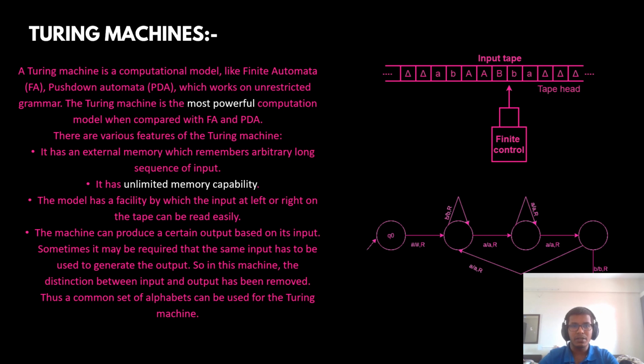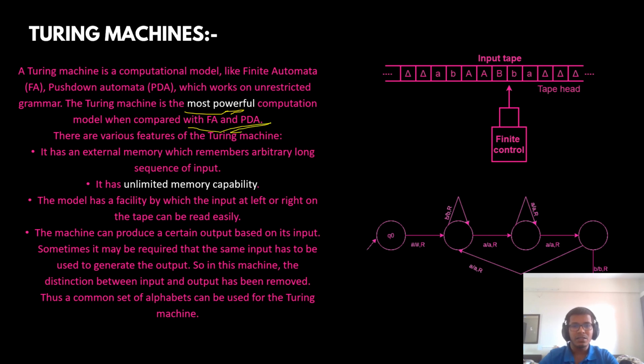Next comes up Turing machines. A Turing machine is a computational model like finite automata and push-down automata, which works on unrestricted grammar. The Turing machine is the most powerful computation model when compared with finite automata and push-down automata.